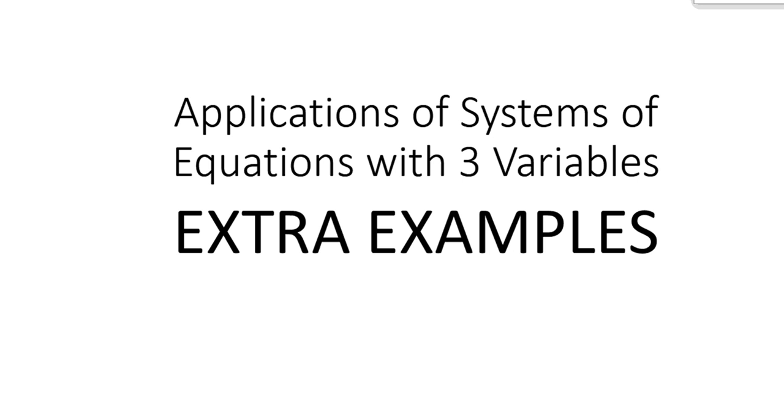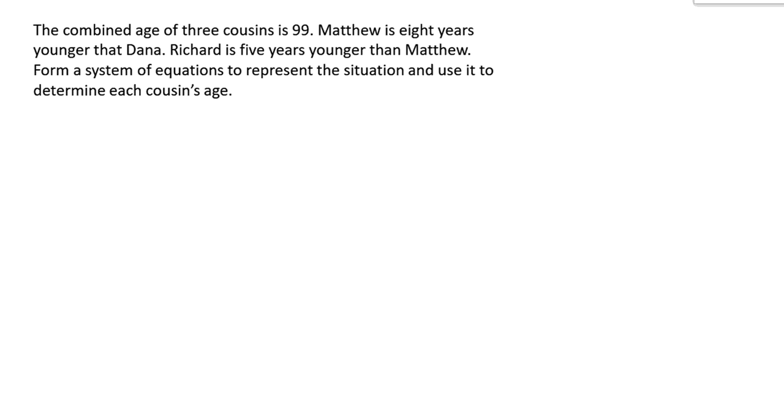Let's do a couple more examples of these. Combined age of 3 cousins is 99. Matthew is 8 years younger than Dana. Richard, 5 years younger than Matthew. Form a system of equations to represent it. Use it to determine each cousin's age.